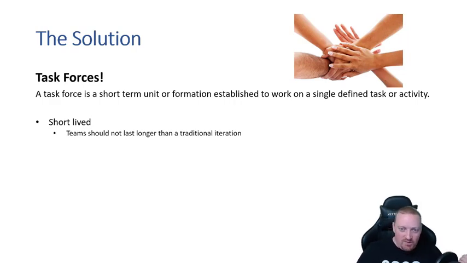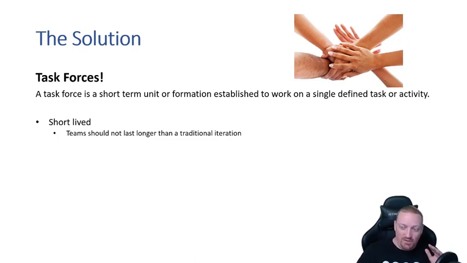So again, they need to be short-lived. Teams should not last longer than a traditional iteration. So, I'm talking really short. 1 week, 2 weeks, really that time frame. That's how long they should be in existence. Now, understand that I'm not tying the time that a task force should exist to an iteration. What I'm saying is it shouldn't be any longer than an iteration.